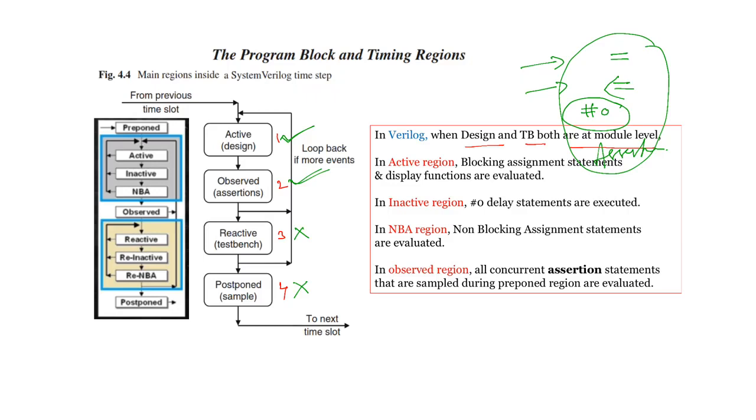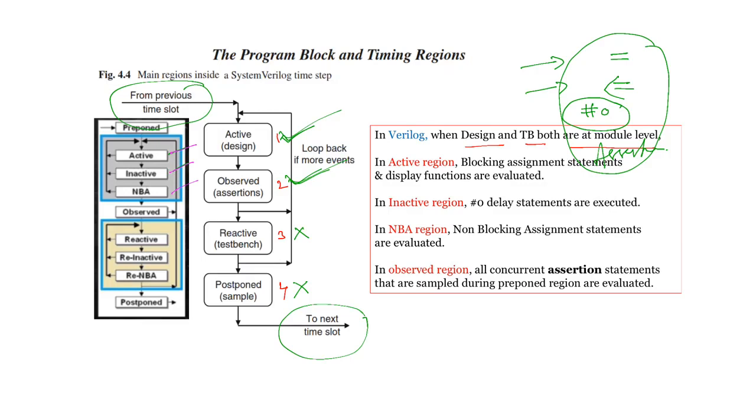Out of them, in each region, which statement is going to be executed is predefined. This is from the previous time slot to the next time slot. You will have only two regions, the active and observed regions. You don't have the reactive and postponed regions when you are writing both DUT and test bench at the same module level, like in Verilog. In the active region, if you look exactly, the active region is again divided into three blocks: the active region, inactive region, and NBA region.